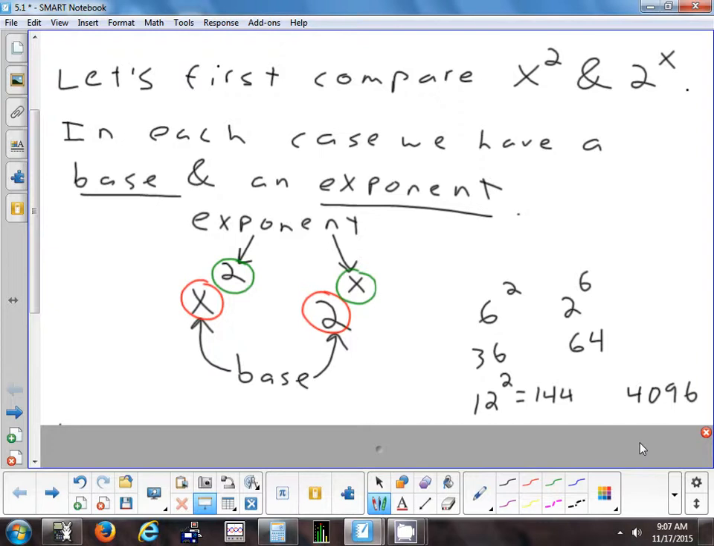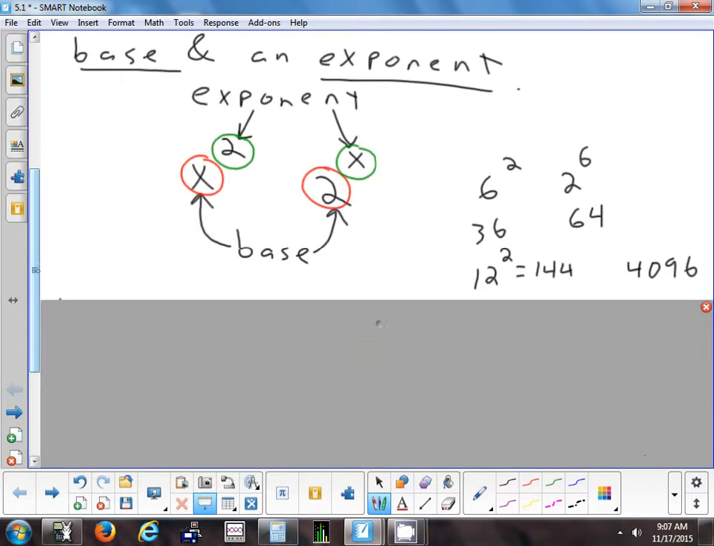So anytime you have a variable as an exponent, the function grows very fast. In fact, exponentials are one of the fastest growing functions. They curve up very sharply, and they almost look like they go straight up.